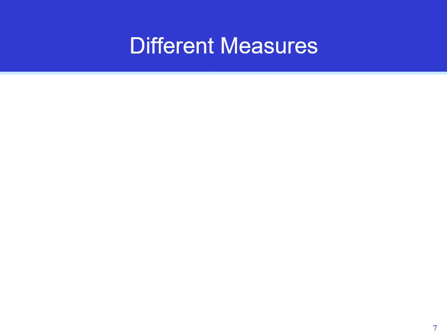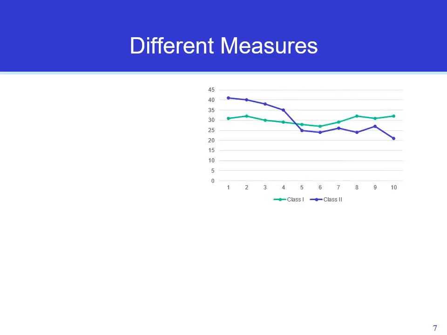Right, now that we learned about measures of variability, in addition to the central tendency measures that we learned, let's apply it to our previous example, the average age of classes. Remember, we had two classes, right? So this is the plot of the ages of two classes. Class 1 is shown in green, and class 2 is shown in blue.